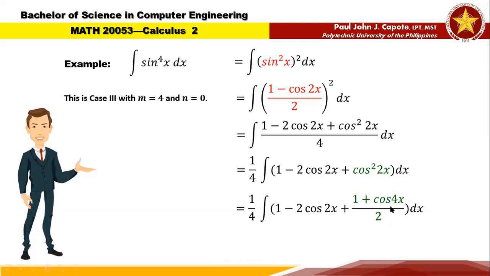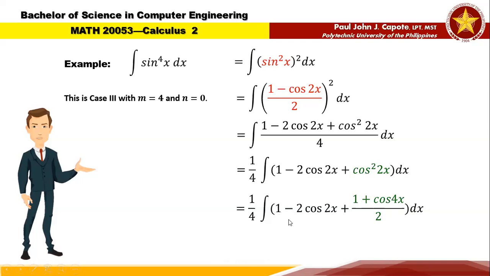Bakit kaya naging cosine 4x to? Bakit hindi cosine 2x? Remember the form? It's 1 plus cosine 2x. So, yung x natin dito is yung buong 2x. I-times natin sa 2 and so we have cosine 4x over 2.